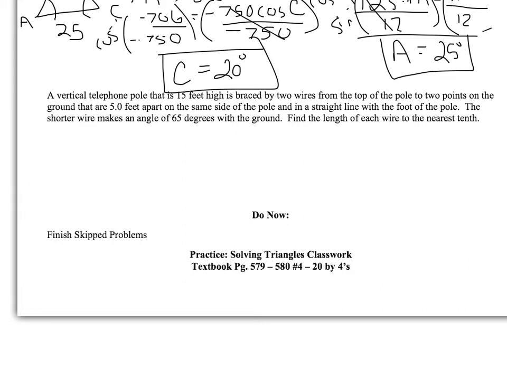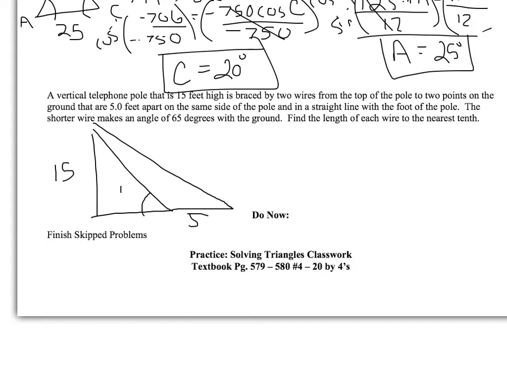A vertical telephone pole 15 feet high is braced by 2 wires from 2 points on the ground that are 5 feet apart on the same side of the pole. So there's my pole. It's braced by 2 wires. Those 2 wires are 5 feet apart on the ground. The shorter wire makes an angle of 65 degrees with the ground. Find the length of each wire to the nearest tenth.